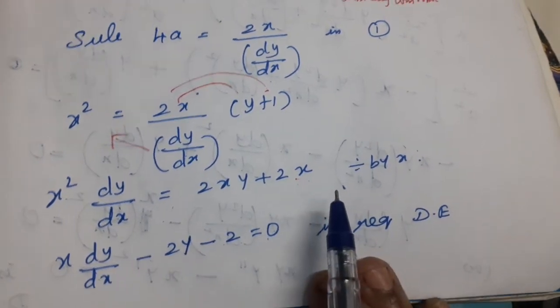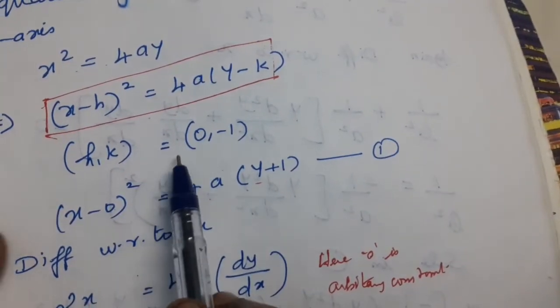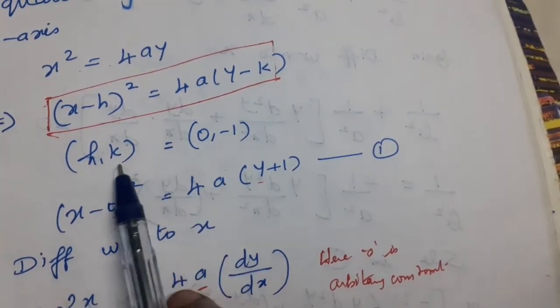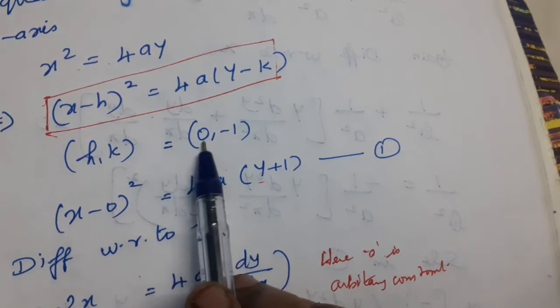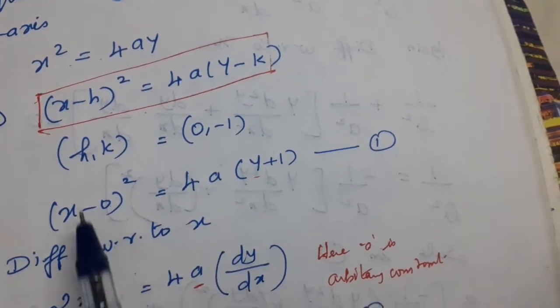This sum is given: the parabola passes through the point, and (h, k) is not given, it is an arbitrary constant. Here the values of h and k are given, so first you substitute the values.